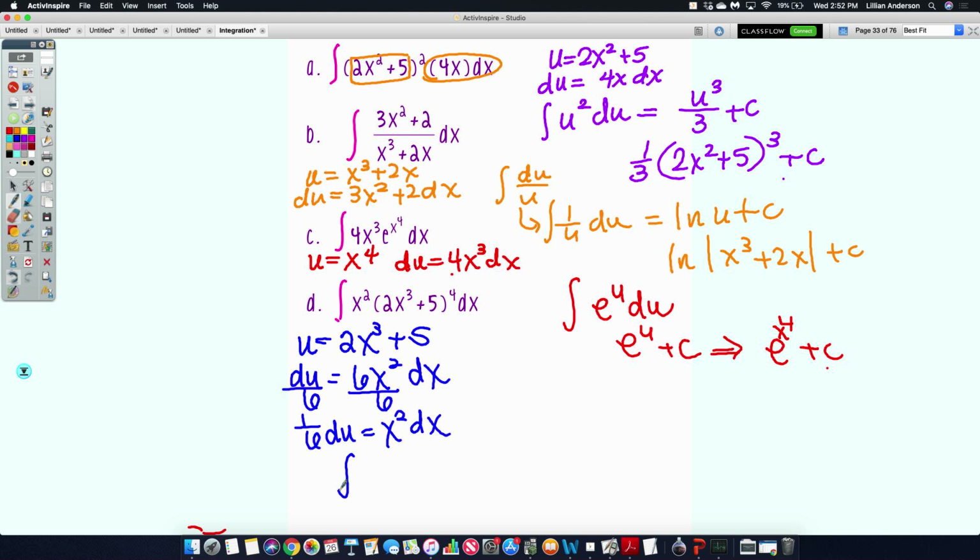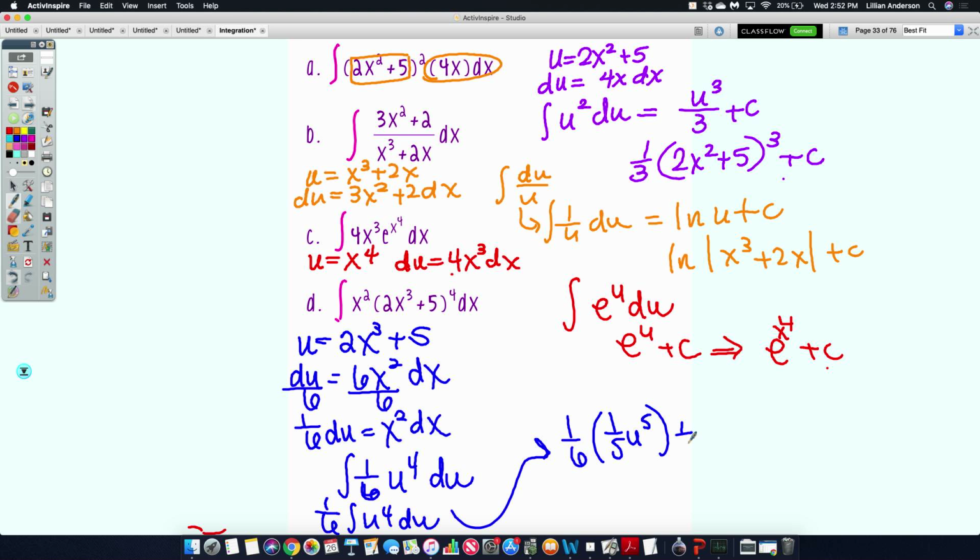So then this becomes the integral of 1/6 u to the fourth du. Can we leave that 1/6 outside and then distribute after we're done? You sure can. So what's the antiderivative of u to the fourth? 1/5 u to the fifth. Don't forget your plus c. What's 1/6 times 1/5? 1/30. And I'm going to replace u with the expression that u originally was. And then that is my antiderivative of these functions.